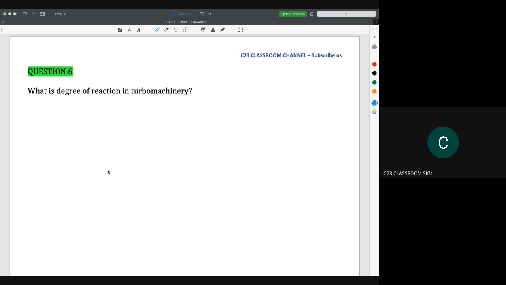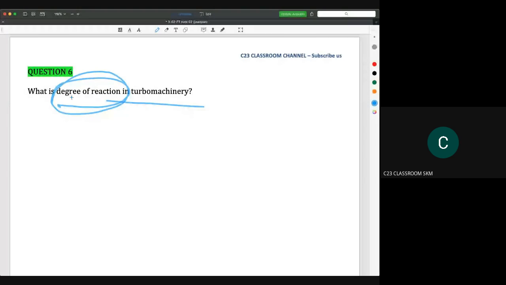So this is question number 6. What is degree of reaction in turbo machinery? Here I would like to introduce one term that usually comes up in turbo machinery. Sometimes we ask about the definition of degree of reaction. Degree of reaction actually shows the efficiency of a turbine. So this is the meaning of degree of reaction, and it is related to the next chapter, which is the tilted wheel.